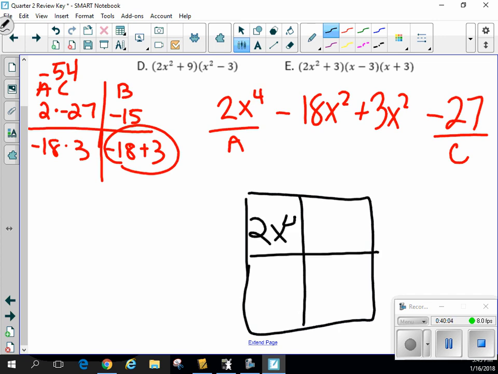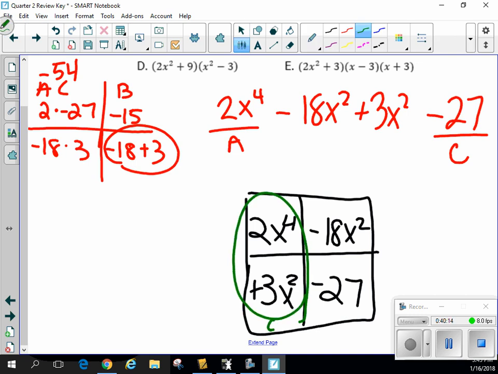2x to the 4th minus 18x squared plus minus 27. Now you need to ask yourself, going up, what do 2x to the 4th and 3x squared share? They only share an x squared. X squared times what is positive 2x to the 4th?